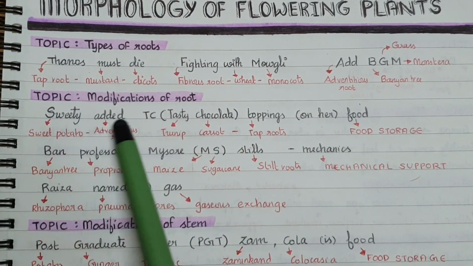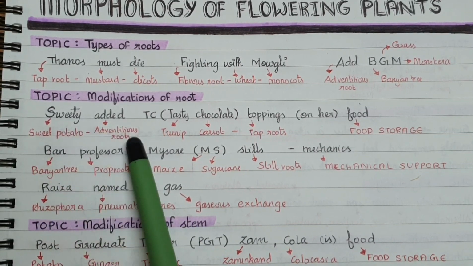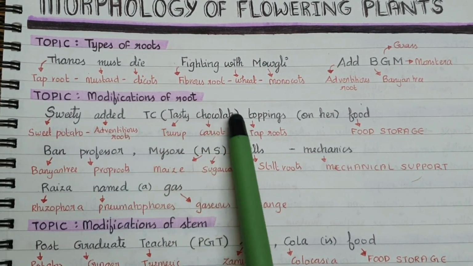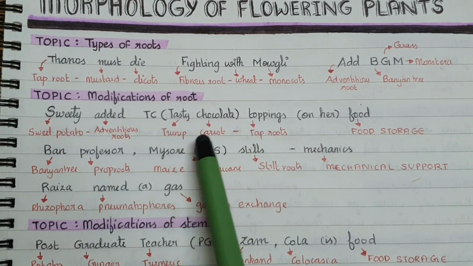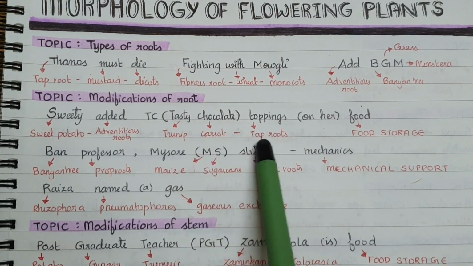That is Sweetie added, that is sweet potato, adventitious root. Okay, Sweetie added, that is sweet potato which is adventitious root. And tasty chocolate topping, that is turnip and carrot are tap roots. Okay, turnip and carrot are tap roots.